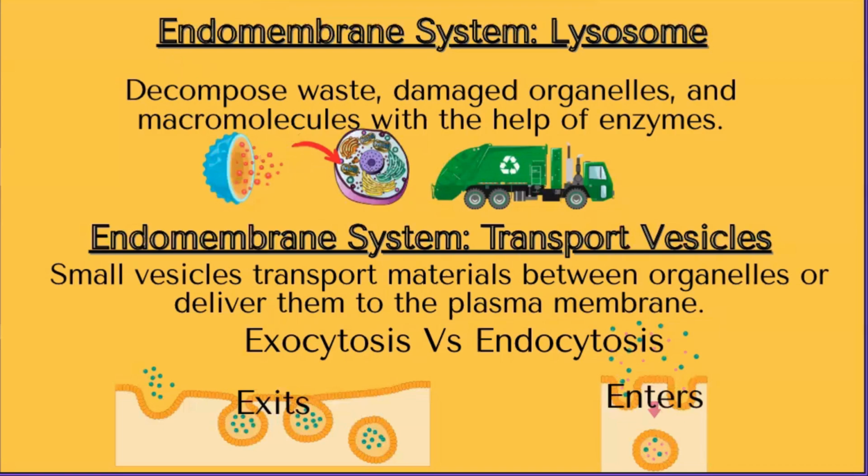Now, the other organelle is transport vesicles, which are also part of the endomembrane system. These are small vesicles which look like tiny bubbles that transport materials to either deliver or exit to the plasma membrane. What I mean by that is there's something called exocytosis versus endocytosis. You will talk about this further in a section dedicated to the plasma membrane, but for now you need to understand that the transport vesicles have this pinch-like structure that allows the cell to exit material or enter material into the cell itself.